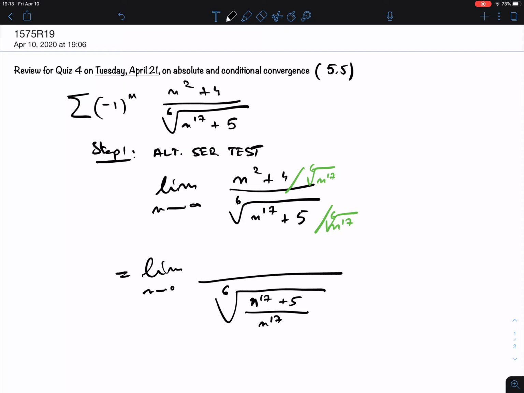Now, what do we get at the top? I wrote it this way in the bottom because I want to put it inside the radical, but on the top I have to use the radical part, 17/6. So what happens if I divide by n to the 17/6? You get this plus 4 over n to the 17 over 6. Remember, the whole reason why we divide by the highest power is so that we get reciprocal powers that all go to 0 if you plug in infinity.